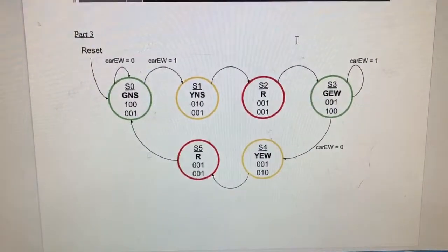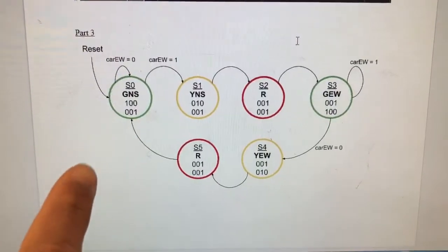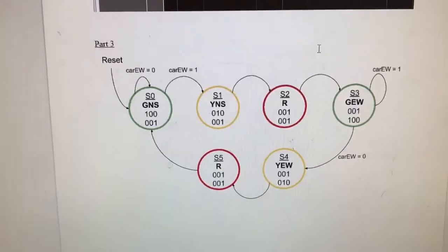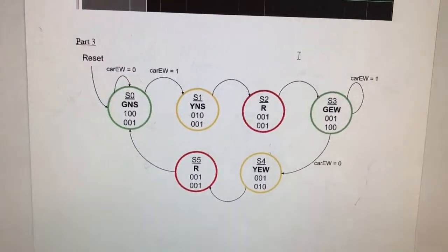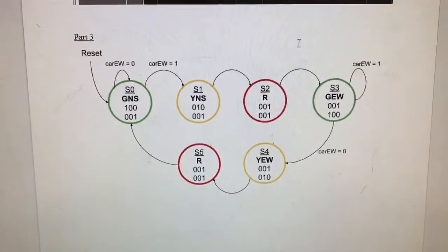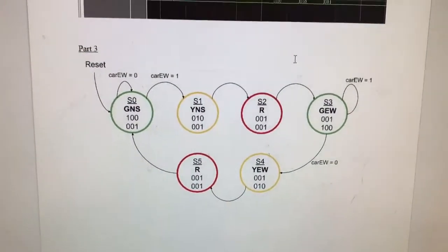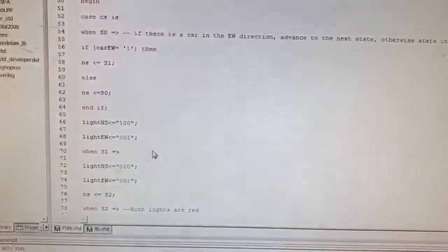So again, we check the east and west direction sensor to go from state 0 to state 1, which is a green north-south to yellow north-south. And then when we get to green east-west, we stay there until there's no longer a car there. So when car east-west equals 0, then we go to state 4. Okay, so we're going to check out how this is implemented in the code.